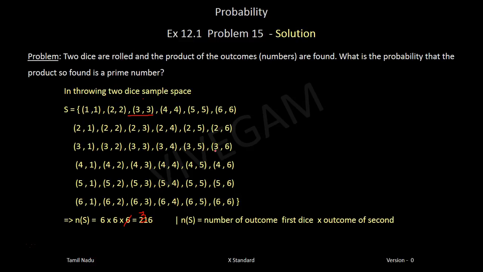Now you see, what will be the product? 1 into 1 is 1. This is 2 into 2, 4. So this is not a prime number. 3 into 3, 9 is not a prime number. Anyway, once it is multiplied by 4, it cannot be a prime number, 5 and all these things. 2 into 1, this is a prime number. Again 2 into 2, all these things will not work. 2 into 3, it's not a prime number, right? But 3 into 1, that's a prime number. 3 into 1 is 3.